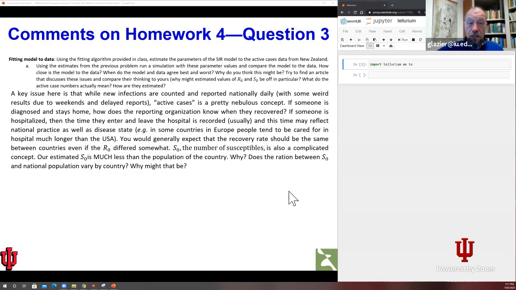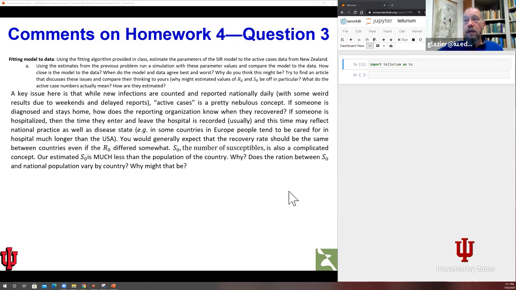If we had data on the number of people in the hospital, that would be more useful because generally when people enter the hospital, it's recorded. When people leave the hospital, it's recorded. But if you're diagnosed with the disease and you're not under intense medical supervision or hospitalized, how would anybody know when you got over the disease or not? And how would that be defined?